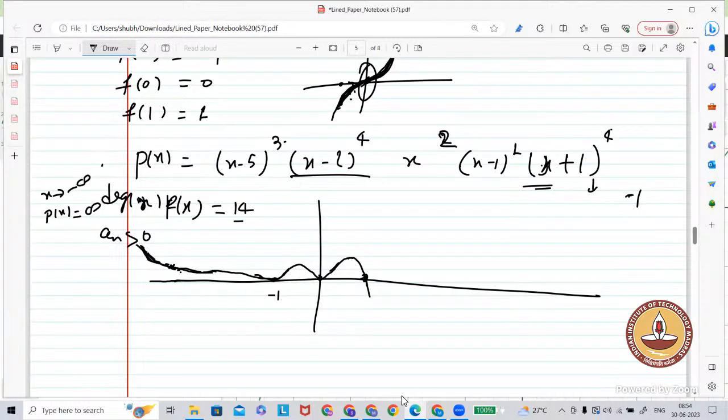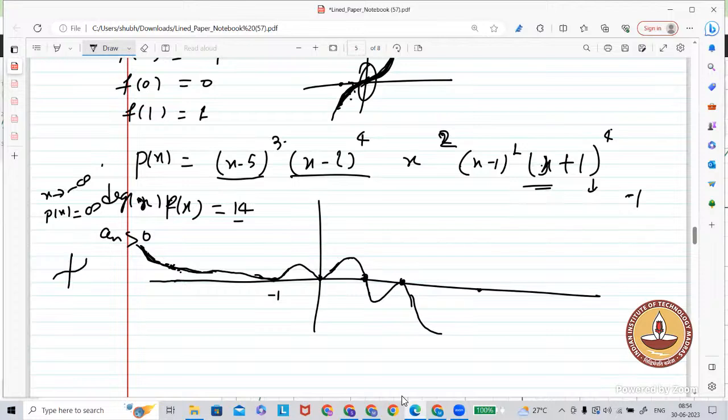Now after that, 2 will come, which again will bounce, no? So here is -2. It will come to here and bounce back. It just touches and goes back, because here the multiplicity is even. Now 5 will come here. So it will do this here and it will cross. It will cross, but it will cross like this, not linearly.